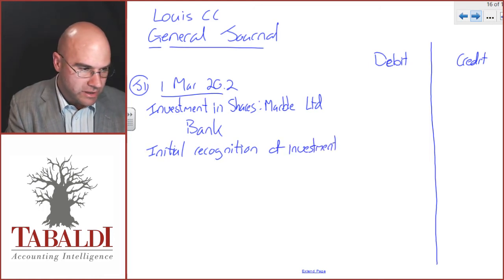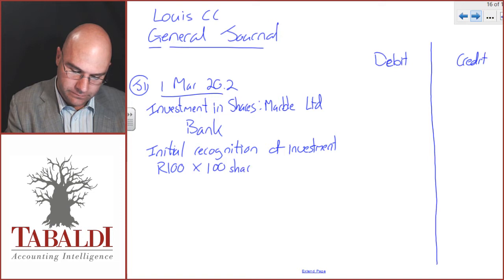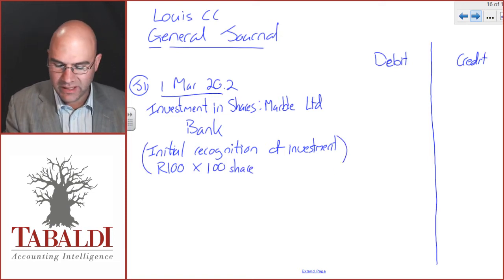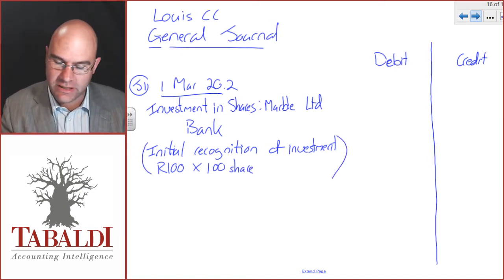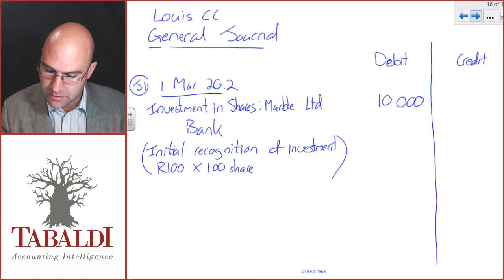Okay, and I'm going to do the workings below. It is 100 Rand times 100 shares. Okay, so that's all working. I like putting it in brackets. It helps the lecturer, your marker, separate what's journal versus narrations and workings. That is 10,000 debit, credit 10,000.